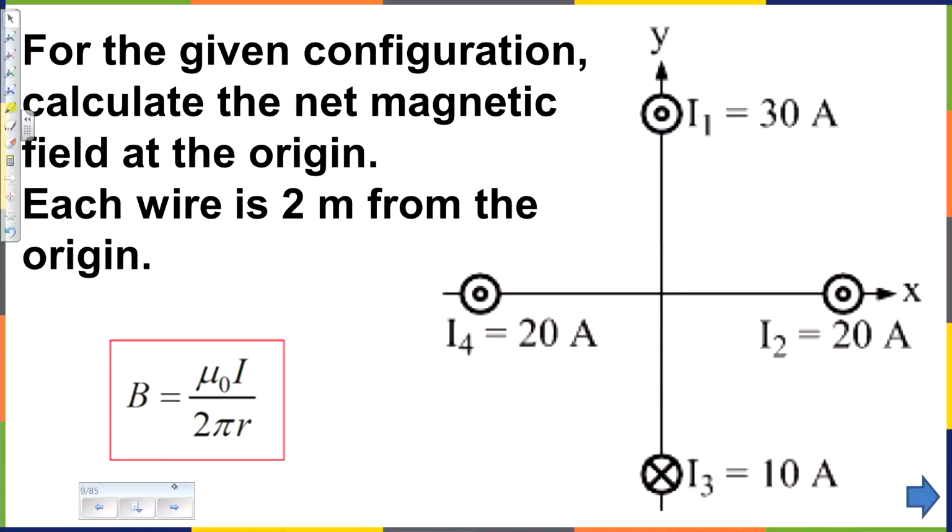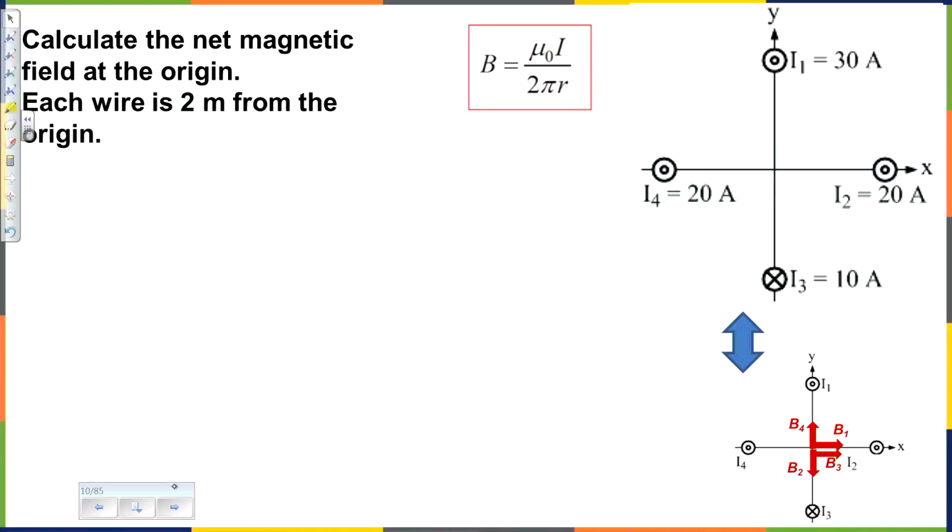Now, what do we do if we need to calculate? In this situation, the magnitudes are different, but the configuration is the same. So we just have to preserve the direction but change the magnitude. So what do we do?